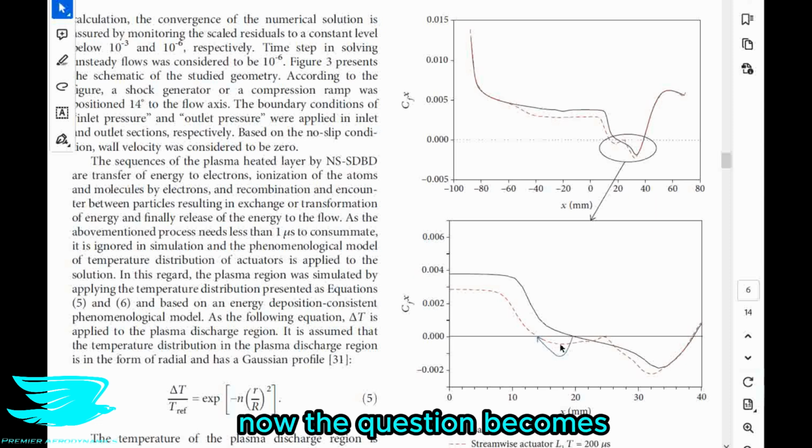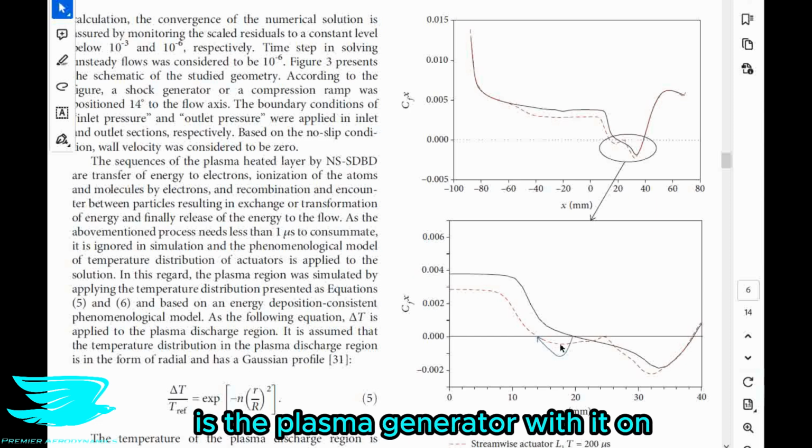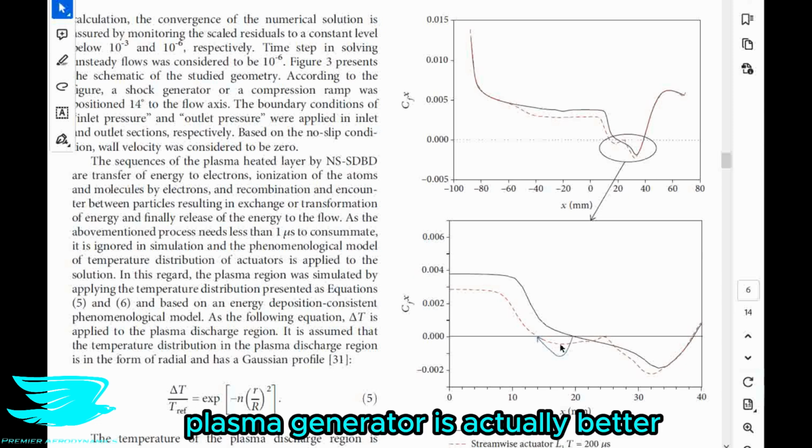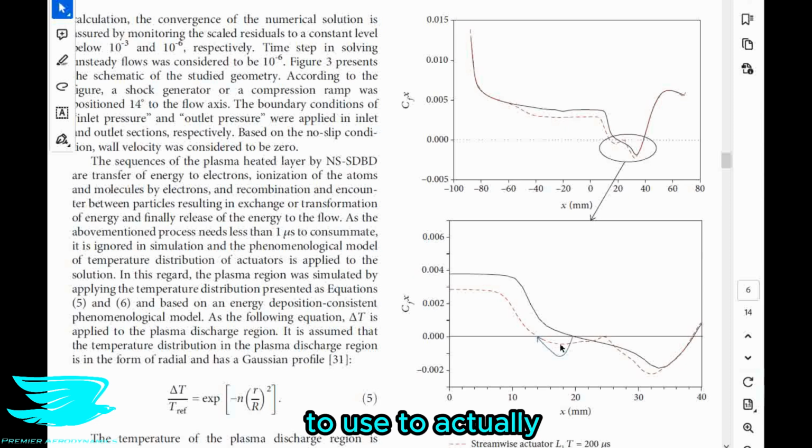Now the question becomes: is the plasma generator, with it on, using more energy than the drag reduction that we get, or is it using less? If it's using less, then it means that the plasma generator is actually better to use to reduce the drag. If it's using more, then it's actually worse. It's not as efficient to have the plasma generator on, and we should just get rid of it.